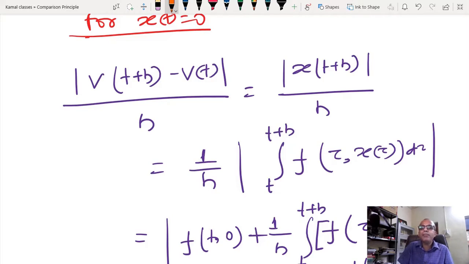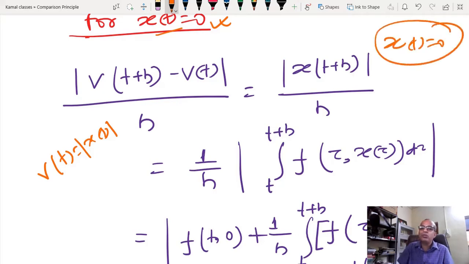You can see that v(t plus h) minus v(t), divided by h, and I have to substitute the condition x(t) equal to 0. So I have defined v(t) as the mod of x(t). If you update t by t plus h, then x(t plus h), and since I have to worry about 0, I do not consider any other situation. I am going to consider just this situation, x(t) equal to 0. Then at that time, what is the right hand derivative, that I am going to check.